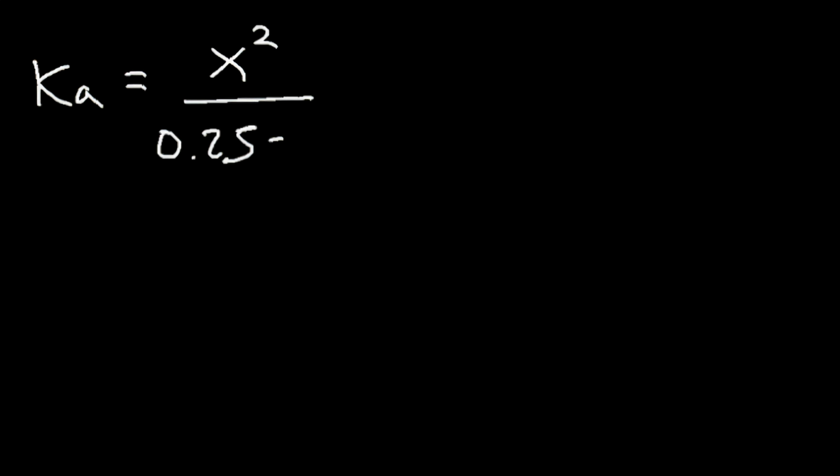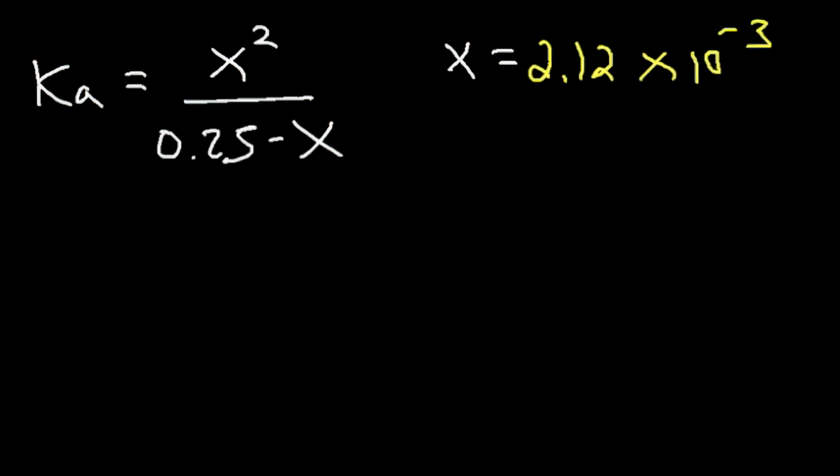By the way, if you're wondering if Ka is small enough such that we can neglect the value of x, test it out. Plug it back into the equation and see if the answer you get is very close to the true value of Ka. So let me give you an example. The equation that we had was Ka is equal to x squared over 0.25 minus x. And the value of x that we calculated when we assumed that x was negligible was about 2.12 times 10 to the minus 3. So to see if that answer is valid, we're going to take this x value and plug it into the equation.